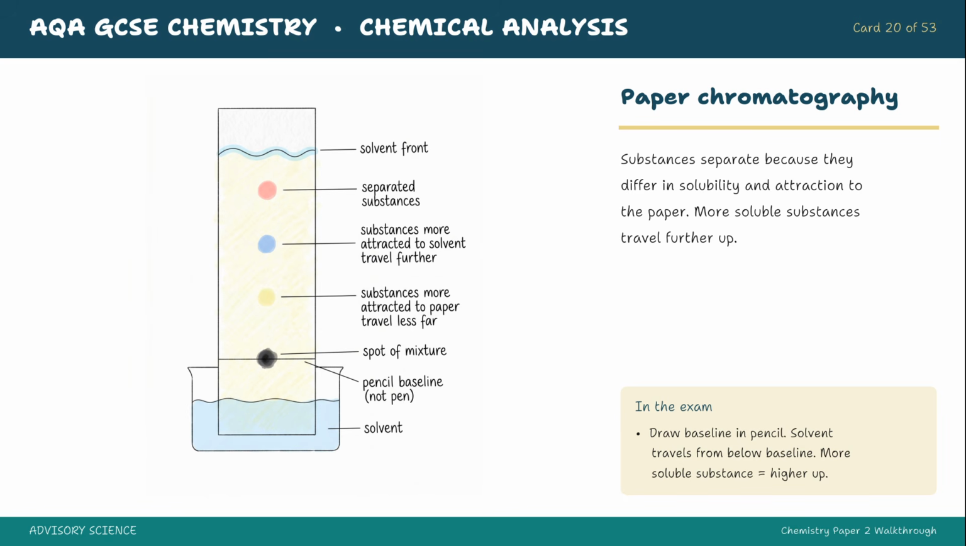Substances that are more attracted to the solvent travel further up, while substances more attracted to the paper travel less far. So the mixture separates out into individual spots. In the exam, always draw the starting line in pencil, never pen. Pencil is insoluble, so it will not run up the paper and ruin the result. A pure substance produces only one single spot, whereas a mixture separates into 2 or more spots.